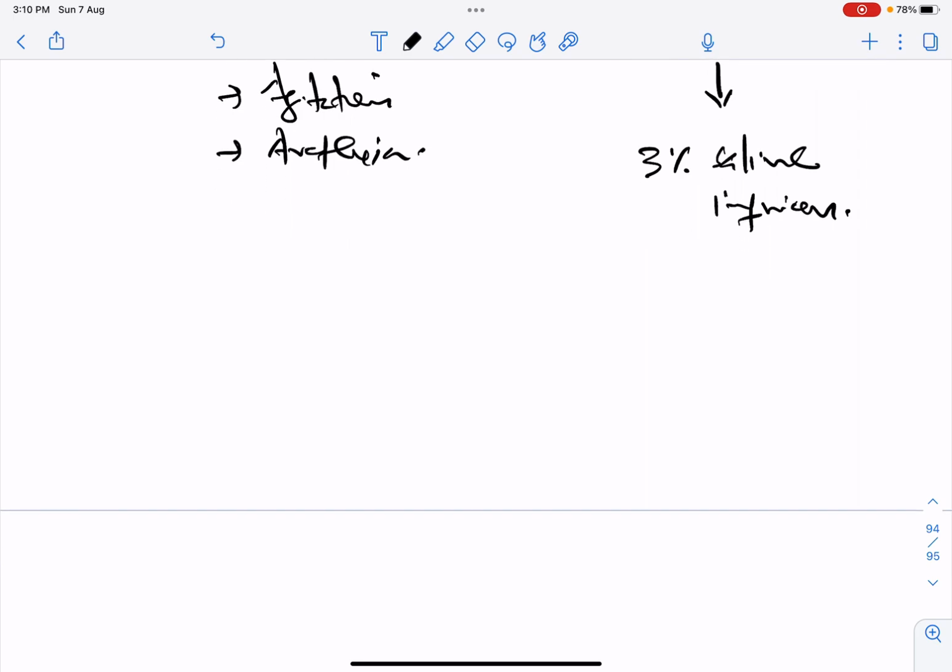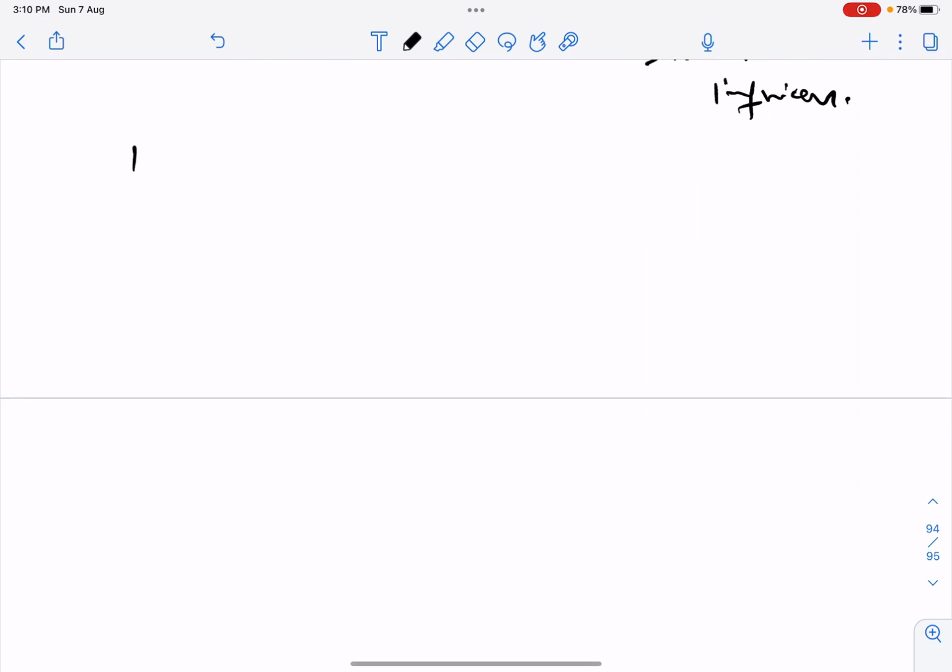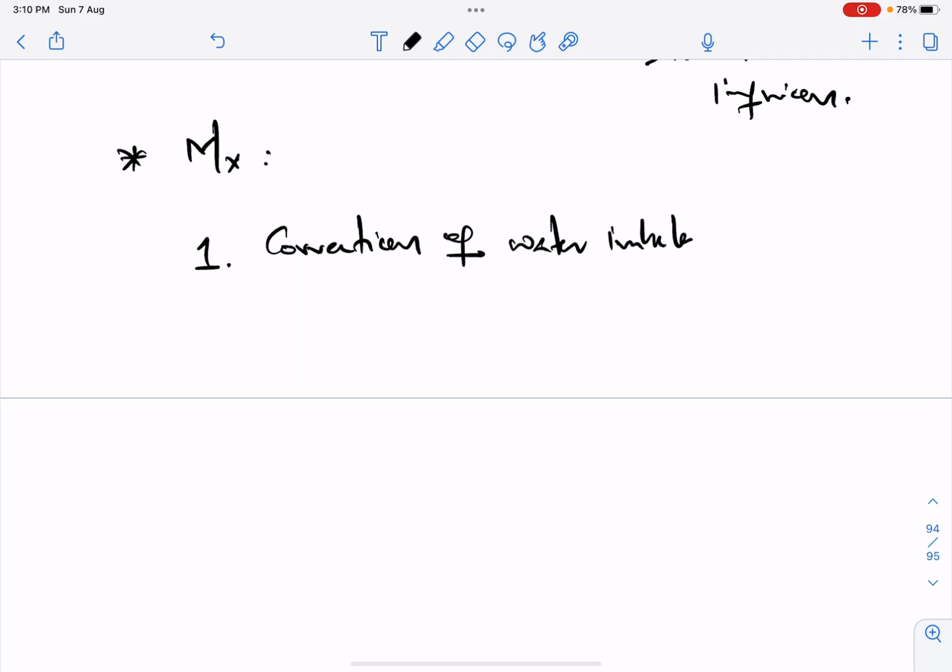So moving on to the management of hyponatremia. There are two parts. The first one is correction of water imbalance, especially in hypovolemic hyponatremia. Then go for correction of sodium imbalance.